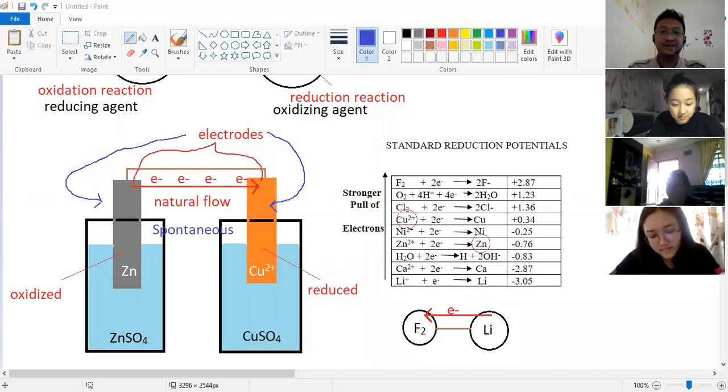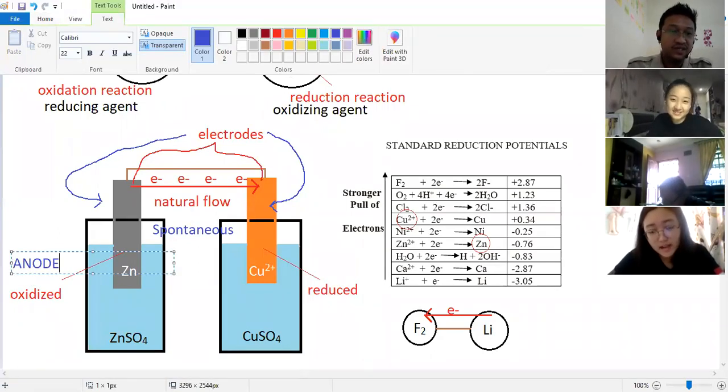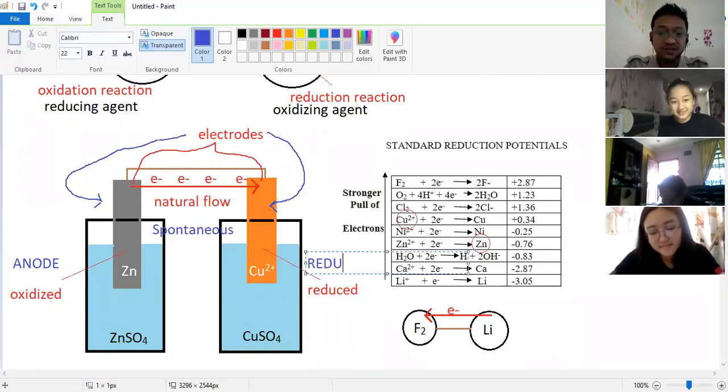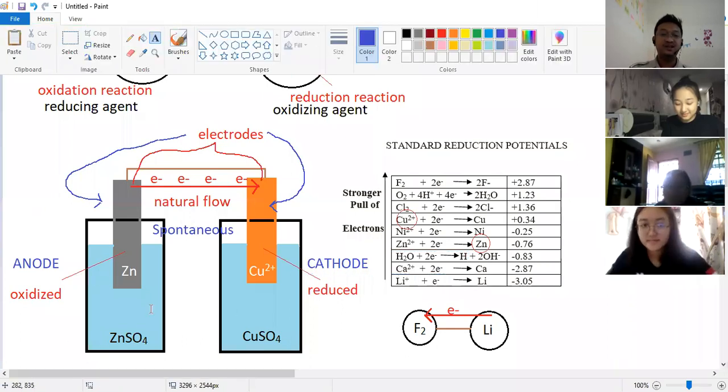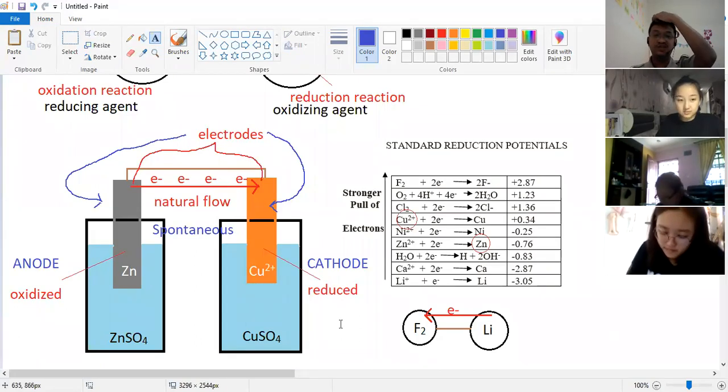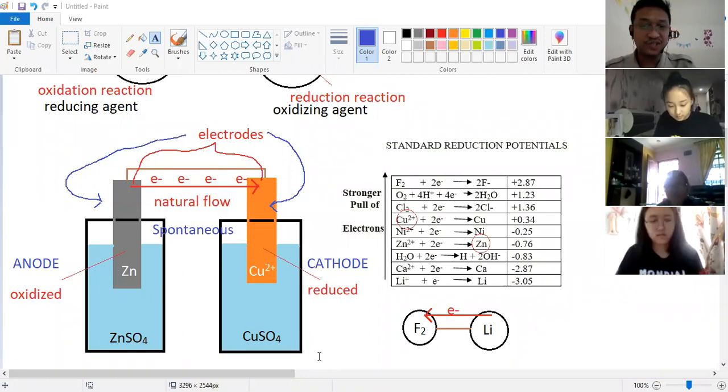All right, so let's go back. Zinc is where it is oxidized, so we call it the anode, while copper is where it is reduced, so it is called cathode. These are the two types of electrodes. And which material is our oxidizing agent and which material is our reducing agent? Kindly type in our line group.